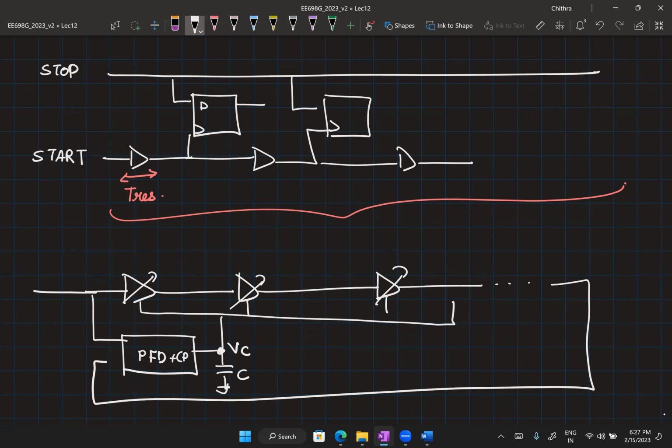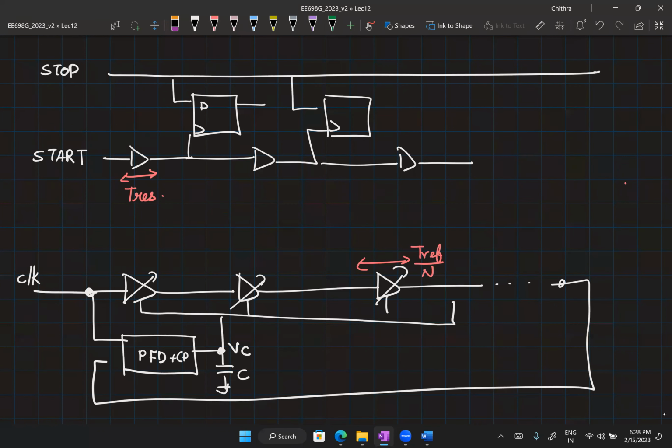Okay. Now, if this is my DLL, this has to be a clock, a reference signal. I cannot feed the start signal here. We need a repetitive signal here, a signal with repetitive rising edges with a period of Tref so that I can achieve the delay of Tref across this delay line. Correct? If I feed a start, which is probably a one-time event, I will not be able to establish a good feedback around this. Okay. So once I do this, the delay of each element will be now equal to Tref by N, assuming N identical buffers. Now what can I do?